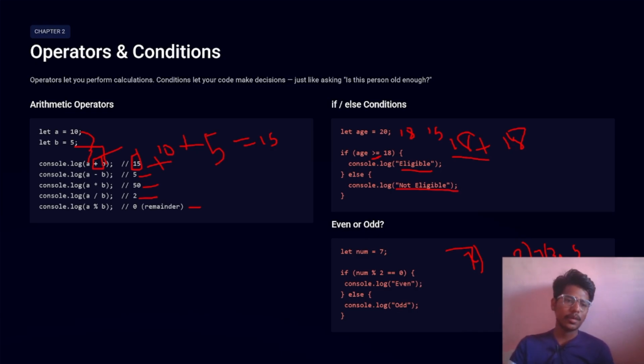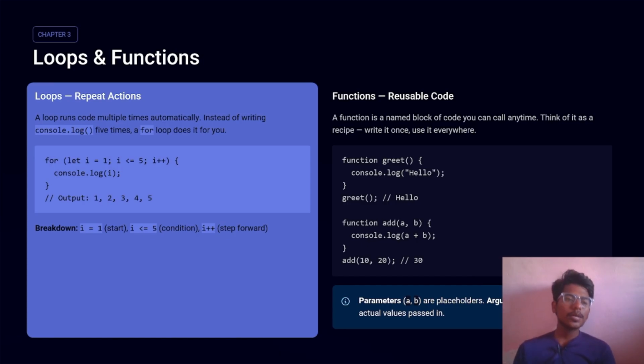Next chapter. Let's go to chapter 3. Here we are going to discuss loops and functions. What is a loop? A loop runs code multiple times automatically, instead of writing console.log, console.log, console.log five times, a loop does it for you. Here I need to print 1 to 5 numbers. Not only 5, you can print any number of numbers.